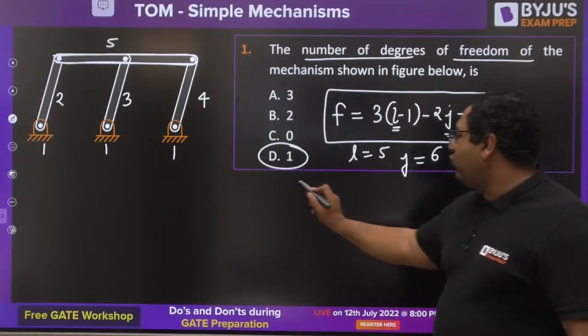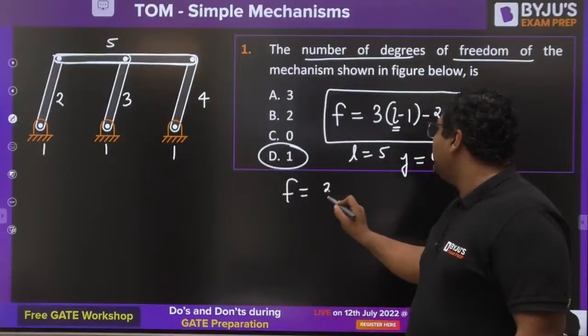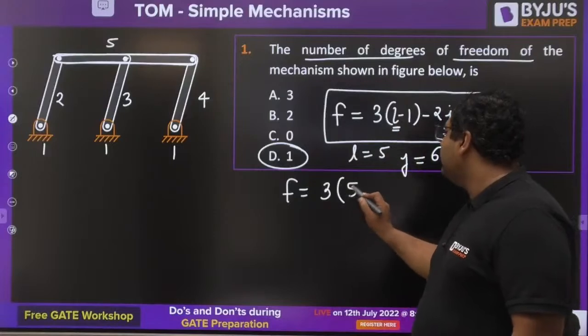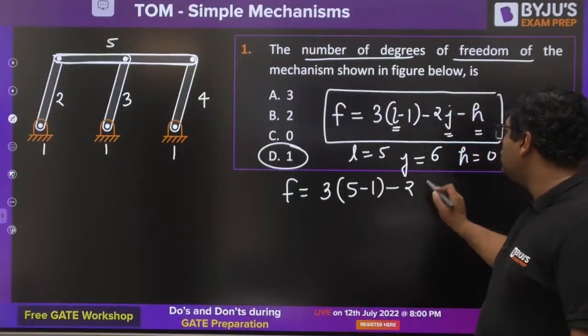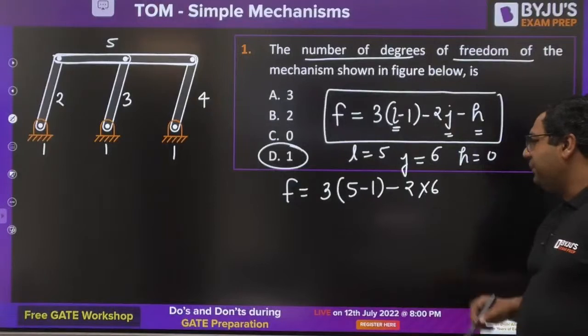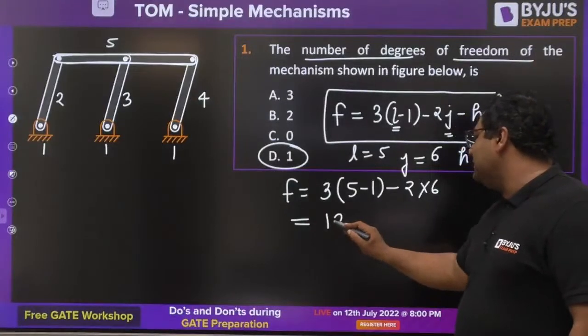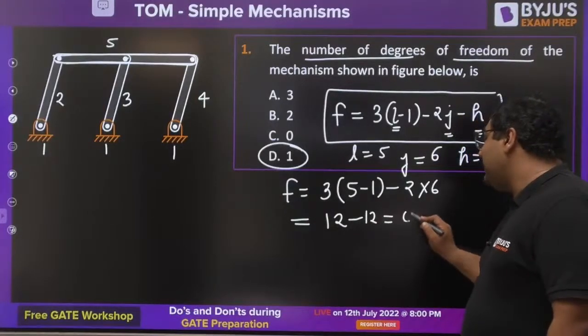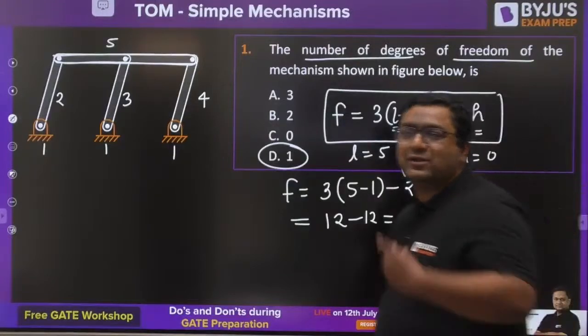If you apply the formula, my dear, the answer will come out to be 3 into L, which is 5. 5 minus 1 minus 2 joints is 6. Okay, higher pair is not there. So you will get 12 minus 12, which is 0. So you might be saying it is an oops moment. Sir, the answer is coming 0.